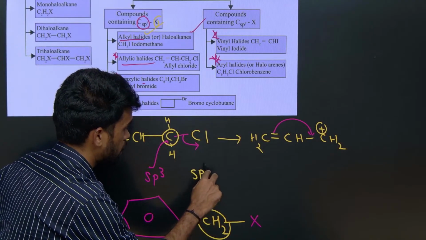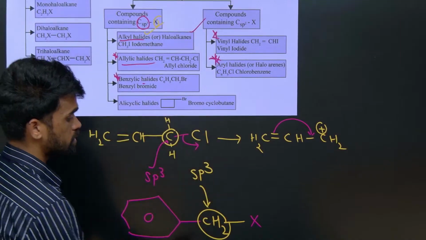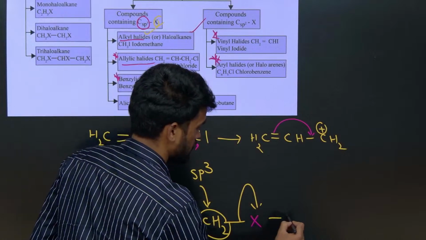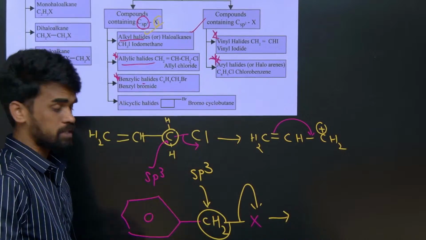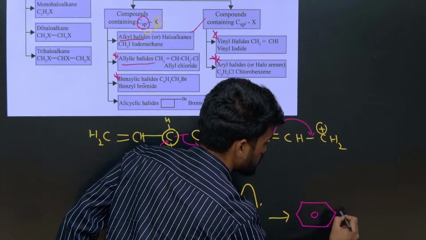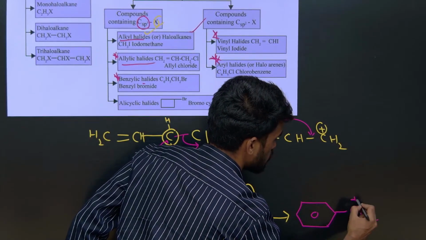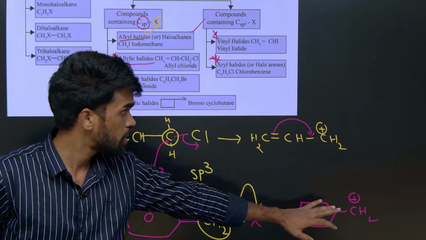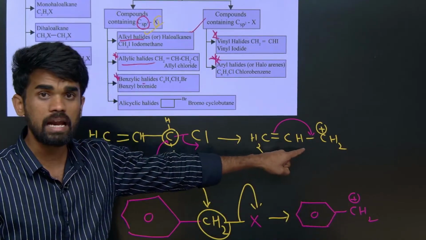Here it is also sp3. Okay, now just remove this halogen from here, like X minus, because of its electronegativity, polarity takes place, therefore it generates a carbocation like this. So this is called what? Benzylic carbocation. And this is allylic carbocation.